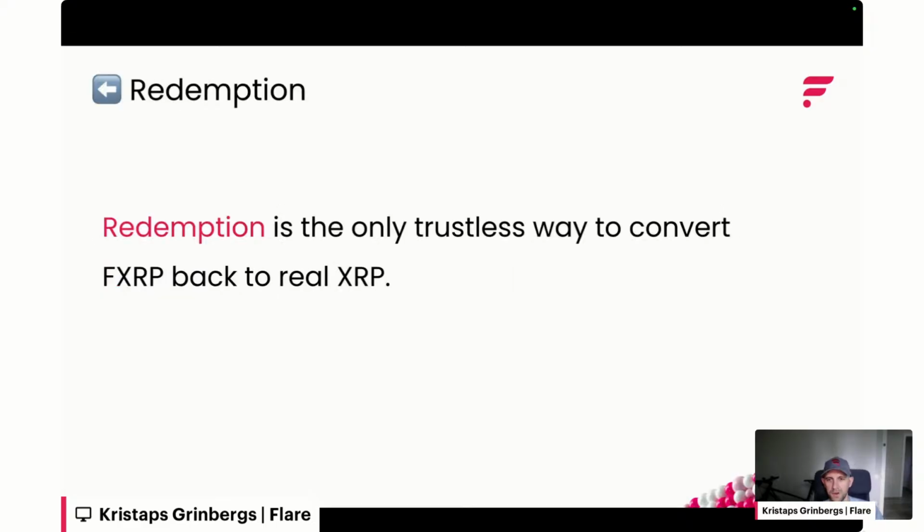And if we talk about redemption, previous time we talked about minting. Minting is when you have XRP, you get Flare assets XRP, in short, FXRP. And redemption is the only trustless way you can convert FXRP back to, let's say, real XRP on the XRP ledger. It ensures that you have a one-to-one conversion rate, and it's maintaining the real XRP value. So you're not losing anything, even in price swings.